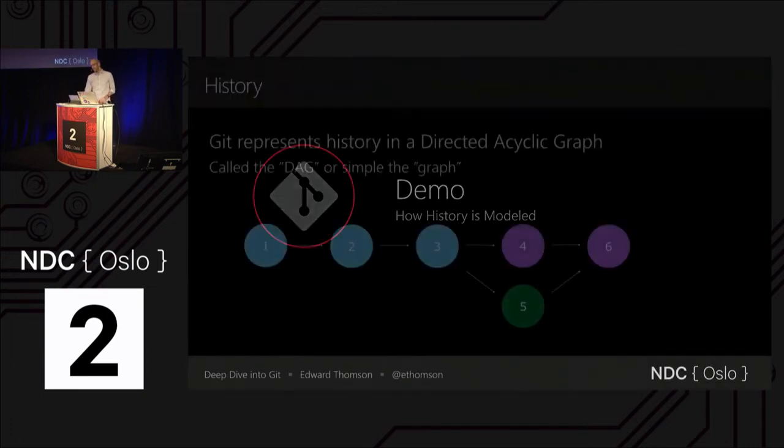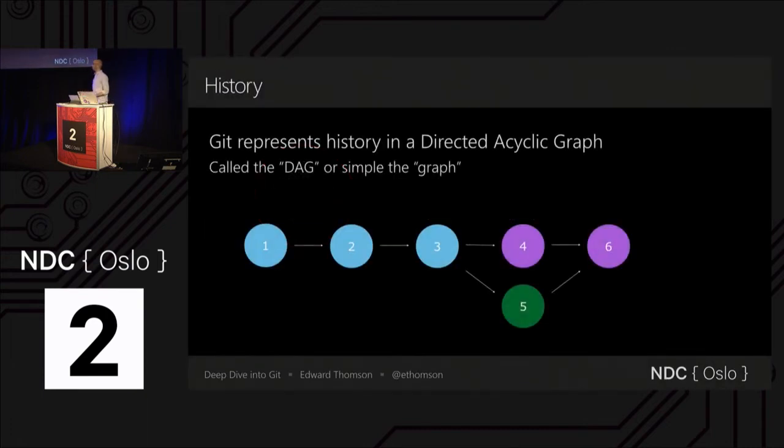So again, this is the graph, or the DAG. What does that actually mean? What does it mean to be a quote-unquote directed acyclic graph? Well, there is some direction to the graph. That means it's moving in a certain direction. I like to model it as moving forward in time.